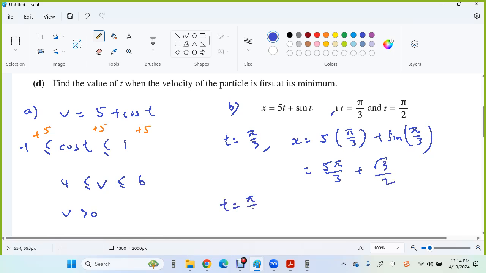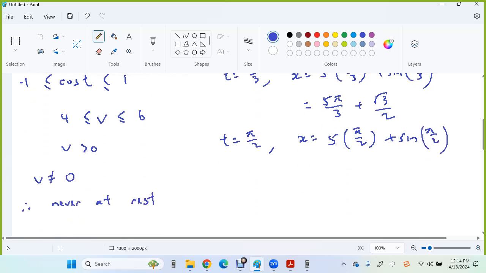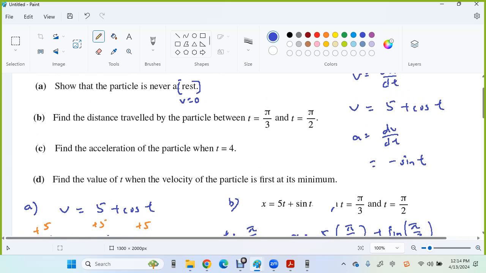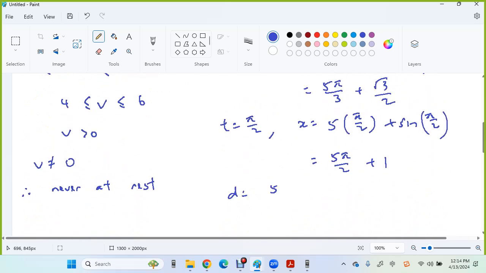When t equals pi over 2, then x equals 5 pi over 2 plus sine 90 degrees, which is actually 1. So it will be 5 pi over 2 plus 1. I think this one is greater than the previous one. So the distance traveled will be 5 pi over 2 plus 1 minus 5 pi over 3 plus square root 3 over 2.